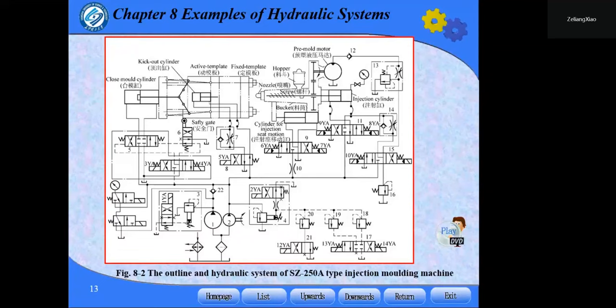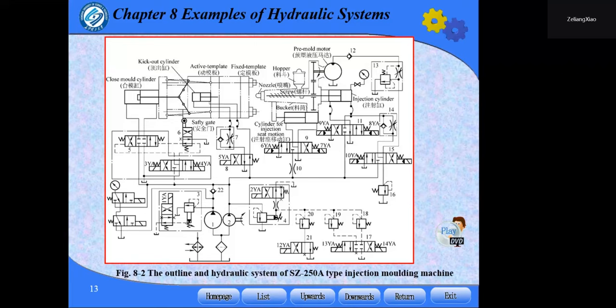The motion speed is regulated by the check throttle valve 7 and the relief valve 4 used to control the pressure. Check out cylinder withdraws. Oil from pump 2 drives the check out cylinder withdrawing.